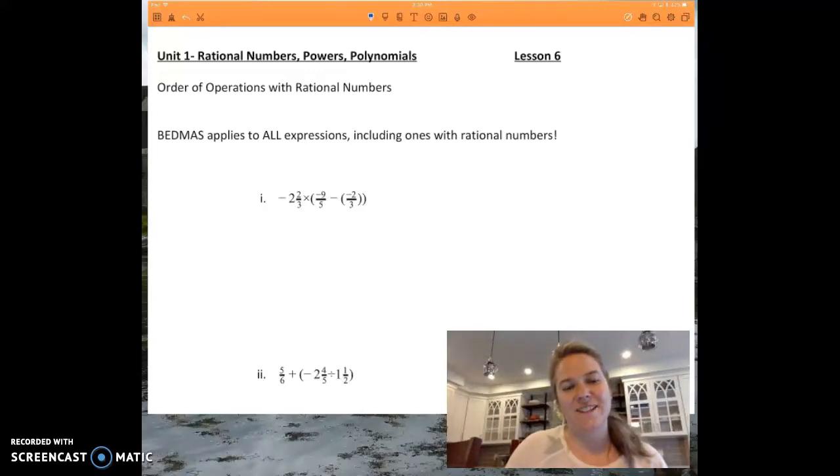Okay, here we are for lesson 6. We're going to put together what we know about rational numbers into order of operations. So the order of operations that we were working with integers applies to any and all expressions all the time. So when we're working with rational numbers, we're still going to be using BEDMAS. So let's just get straight into some examples.